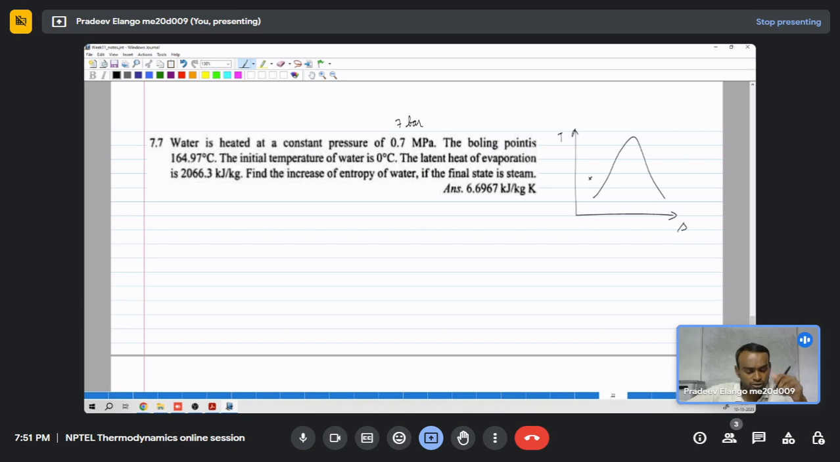Why is it called subcooled liquid? Because at 7 bar the boiling point will be more than 100 degrees Celsius, right? Even at 1 bar the boiling point is 100 degrees Celsius, and if you have water at say 50 degrees Celsius, it is called subcooled liquid, because it is cooled beyond the saturation temperature. Similarly for 7 bar the boiling point is given as 164.97, around 165. So 165 will be somewhere here, and our first point is at 0 degrees Celsius.